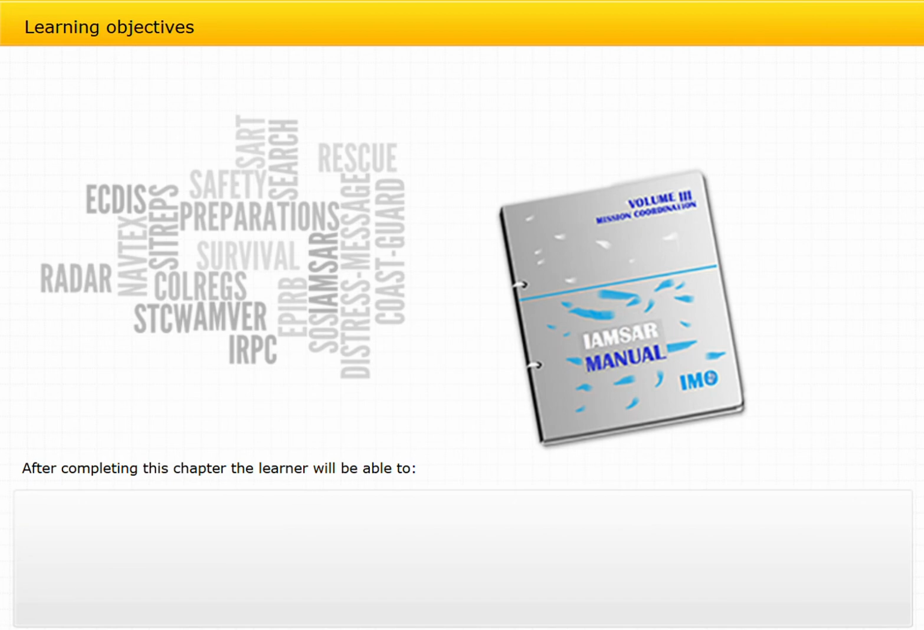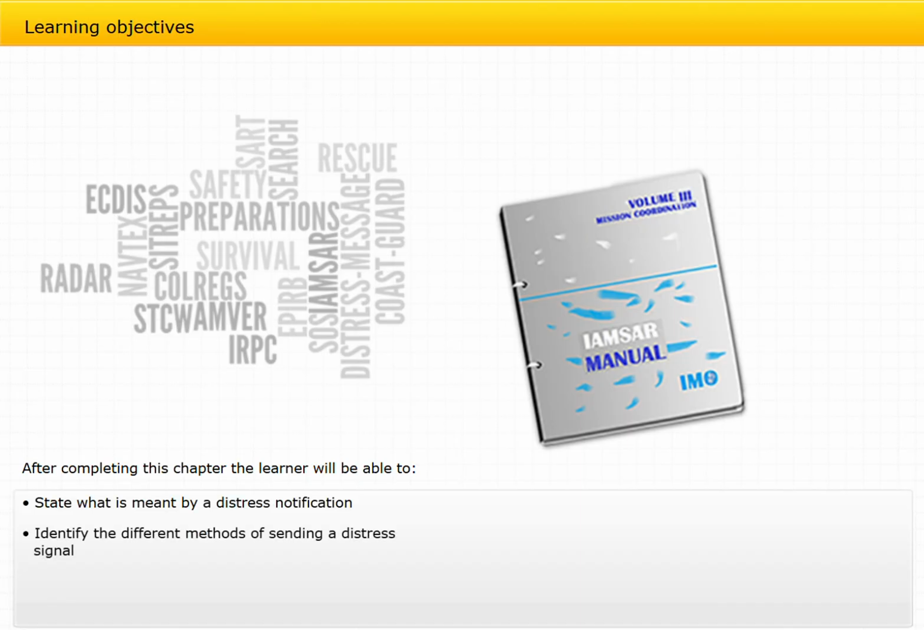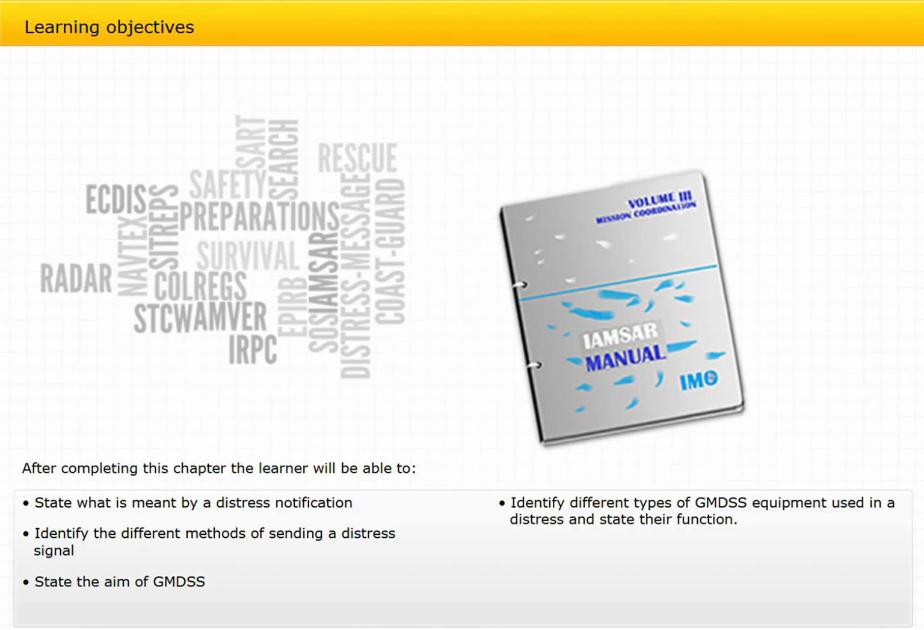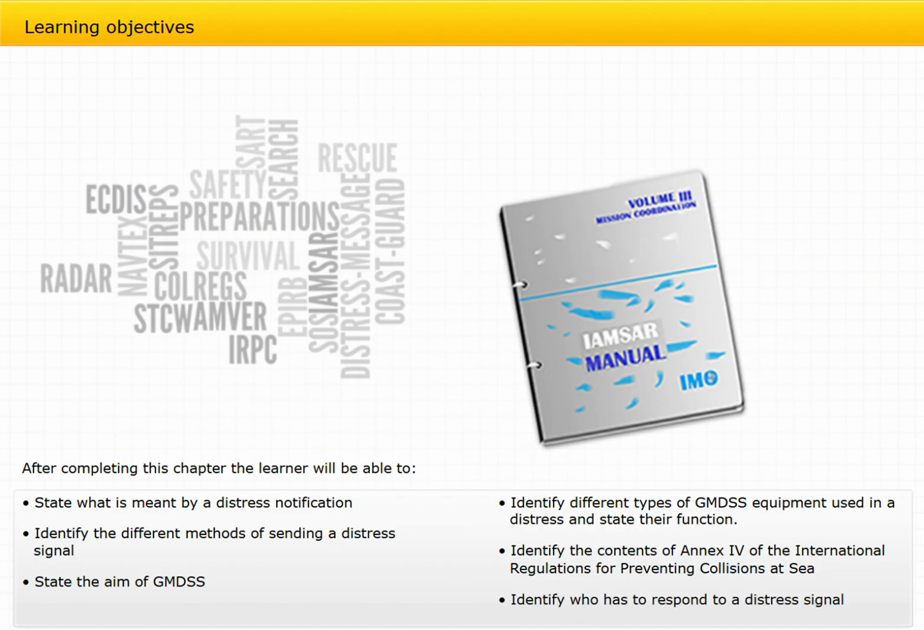Completing this chapter, the learner will be able to state what is meant by a distress notification, identify the different methods of sending a distress signal, state the aim of GMDSS, identify different types of GMDSS equipment used in a distress and state their function, identify the contents of Annex 4 of the International Regulations for Preventing Collisions at Sea, identify who has to respond to a distress signal.